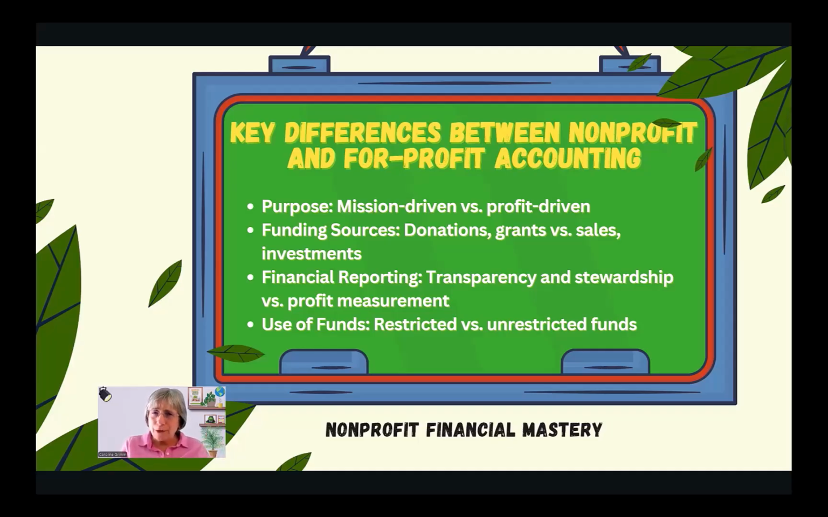With nonprofits, those funds are different. They're coming from donors or grants. So that's a whole different ballgame as far as how the money comes in to a nonprofit. When we're talking about financial reporting, on the for-profit side, we're talking about creating financial statements that are going to show whether we're making a profit and whether the owner's investment in that company is making them money or not. Well, when it comes to nonprofits, it's all about accountability and transparency.